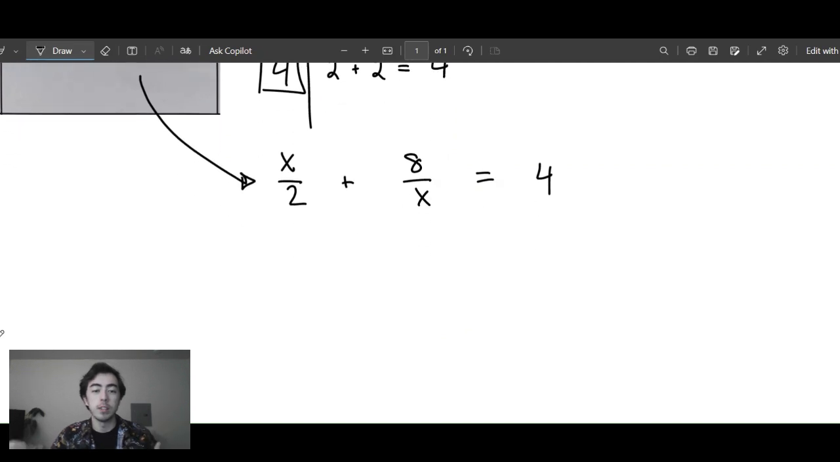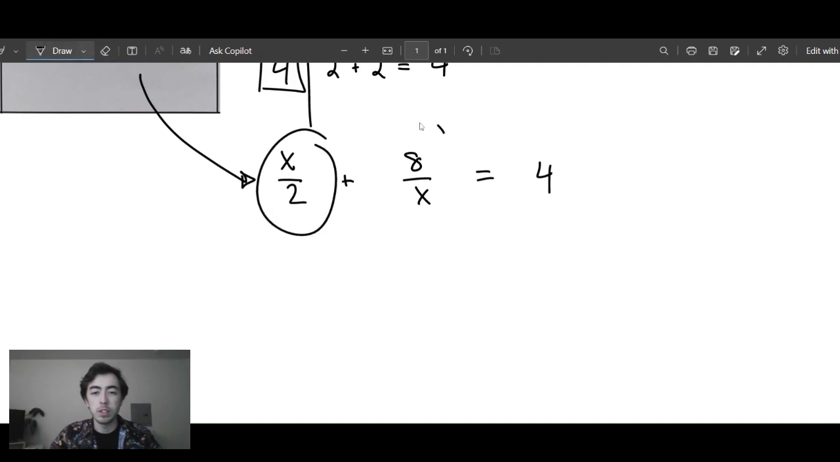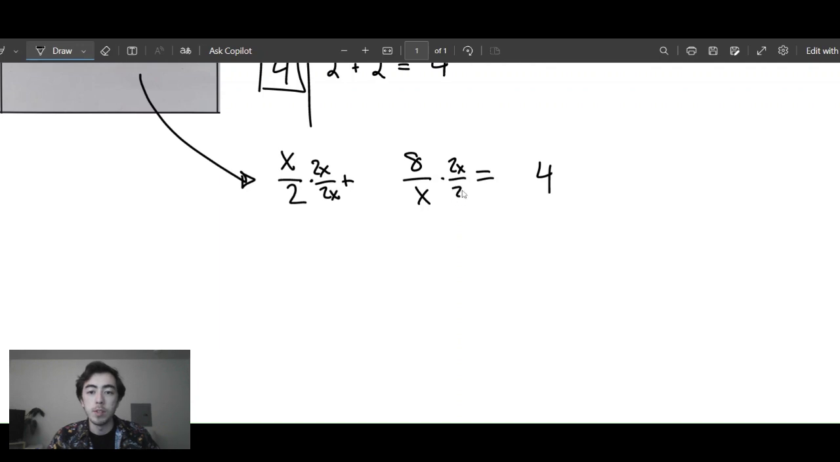So trying to find some kind of common denominator, I'm noticing if I multiply each of my terms by, it looks like 2x, I will just remove all of the fractions in this problem. So if I multiply the top and bottom of all three of these things by 2x, I'm not changing the value of anything. I'm just making it look a little different.